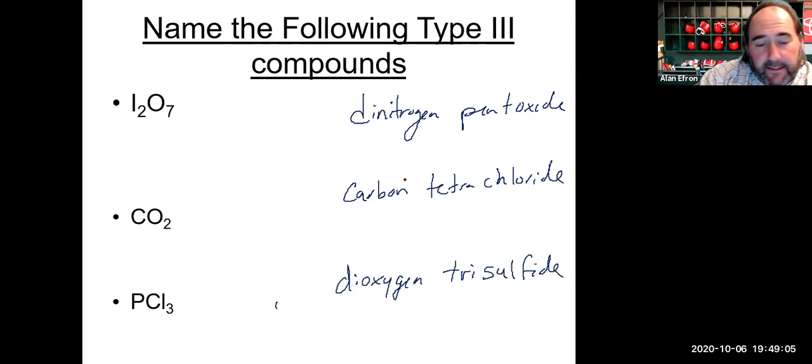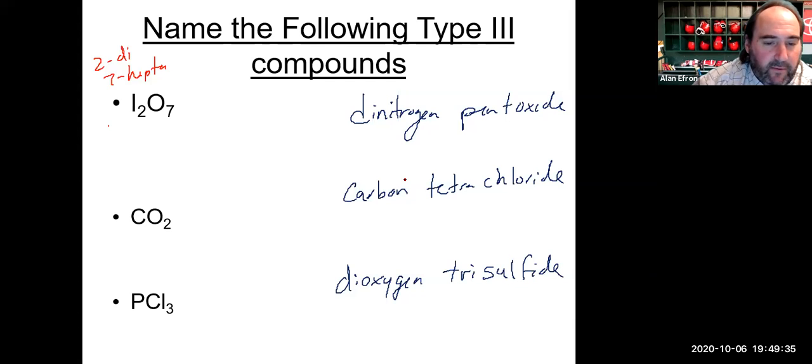Okay, so let's take a look at these. Really, these should take you like 2 seconds because the nice thing about seeing two nonmetals together is you don't have to worry about charges, you don't have to worry about anything other than basically picking the proper prefix and writing the names. So when I see I2O7, prefix for 2 is di, right? Prefix for 7 is hepta. And we pretty much just need to put it together.